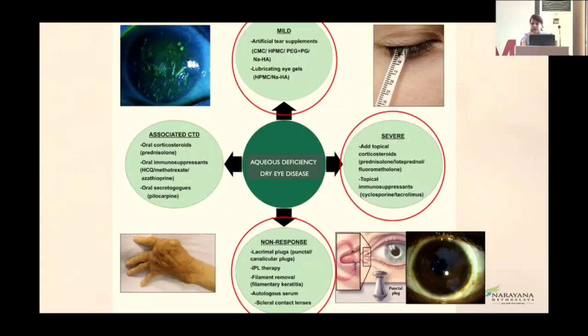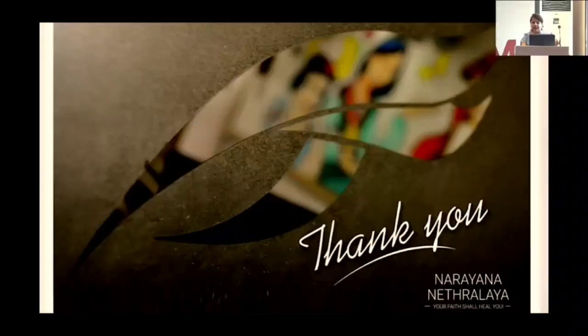For filaments, you can either remove them or use mucolytic agents. And do not forget to collaborate with rheumatologists to start oral corticosteroids followed by oral immunosuppressants. We see most commonly HCQ, methotrexate, and azathioprine being used. And you can use pilocarpine also in order to achieve a complete holistic control of this disease. Thank you very much.